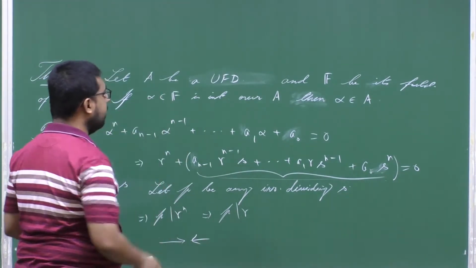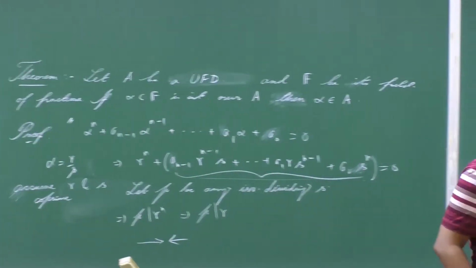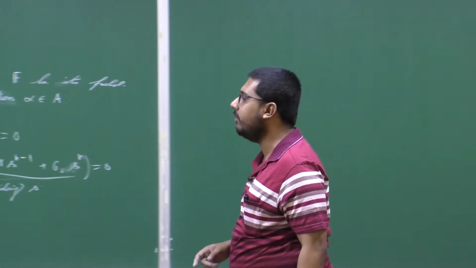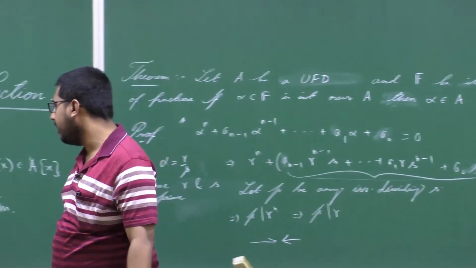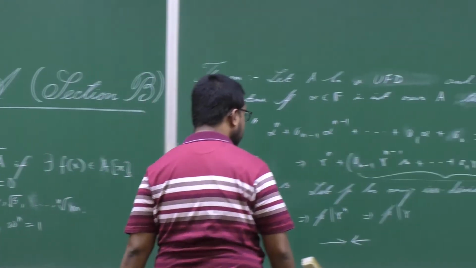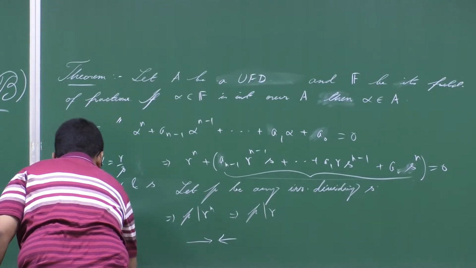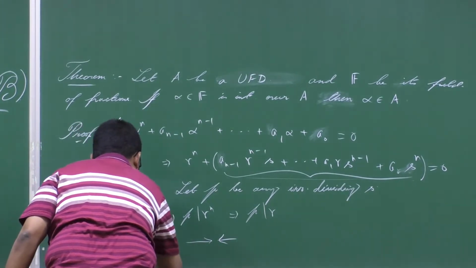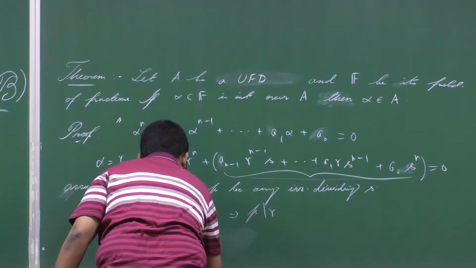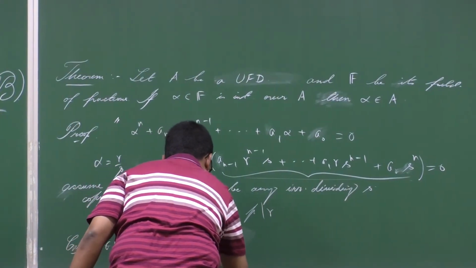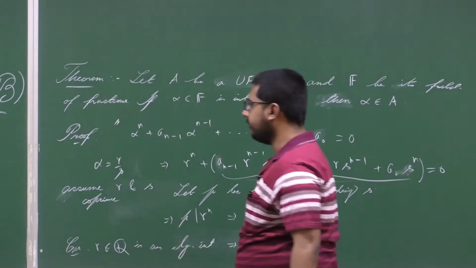as a consequence of this, you obtain that in a UFD, if you go to its field of fractions, then the extra elements that you add are not going to be integral over that UFD. In particular, I should write a corollary: only rational numbers which are algebraic integers are those in Z. That is, r belongs to Q is an algebraic integer if and only if r is in Z. Okay.